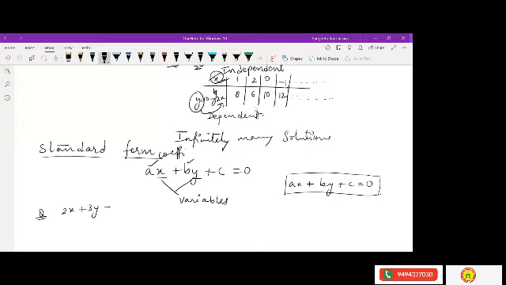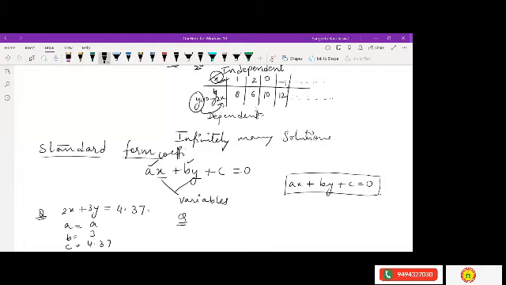Now suppose I give you a question, say this equation: 2x plus 3y is equal to 4.37. Can you tell me what is A, what is B? A will be 2, B will be 3, and C will be 4.37. Okay, I'll give you another example.